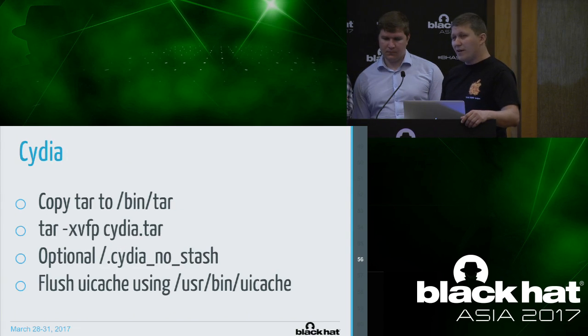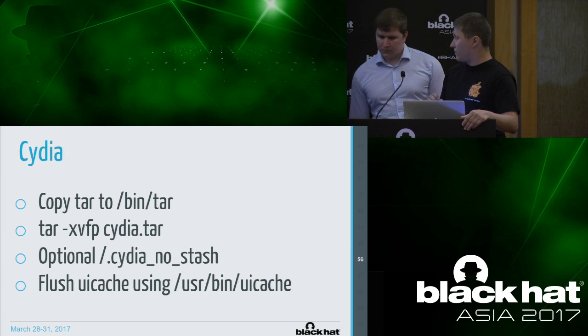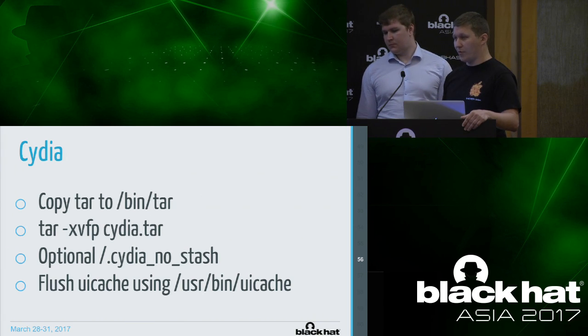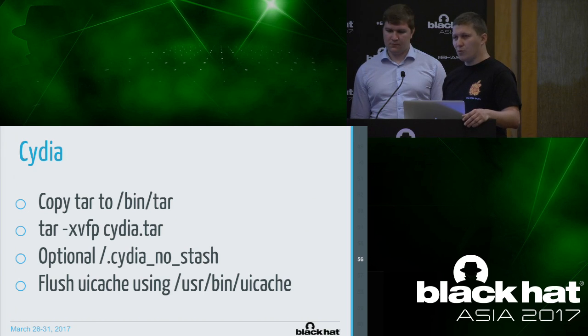But it's not really needed for security researchers, but for most people, jailbreak means Cydia. And to install Cydia, you need to copy tar somewhere. Then you need to use tar to extract the Cydia bootstrap to put all the files in the right places. And then if you don't want Cydia to symlink all the system files to a bigger partition, because the system partition is pretty small, we need to create a Cydia no stash file which prevents Cydia from doing this. Then you need to use uicache to refresh the UI and finally get a Cydia icon on the screen.